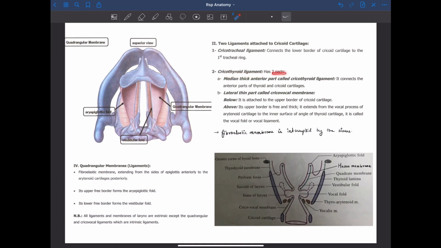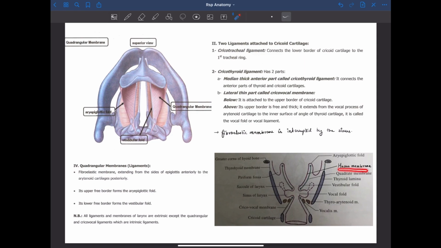The cricothyroid ligament has two parts: the median thick anterior part called the cricothyroid ligament, which connects the anterior parts of thyroid and cricoid cartilages. Before going to the lateral thin part, the cricovocal membrane, as I explained in the beginning, cricovocal membrane and quadrangular membranes or ligaments are the intrinsic ligaments. So how are the intrinsic ligaments formed? It is a fibroelastic membrane which is found just above the mucous membrane.